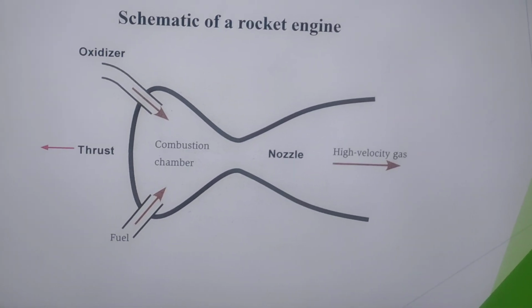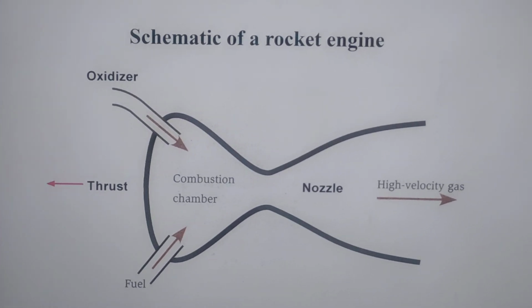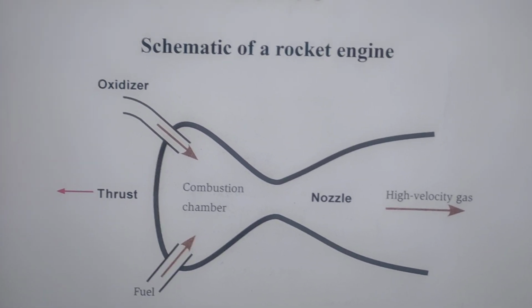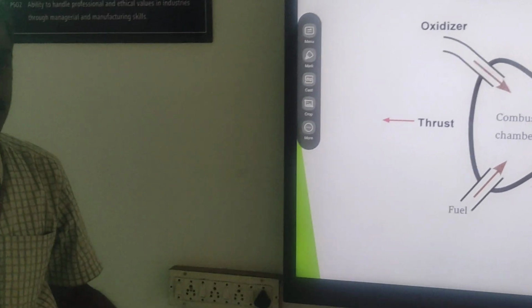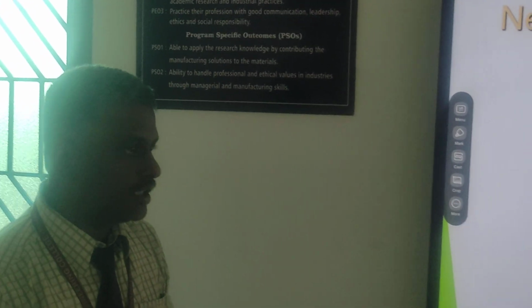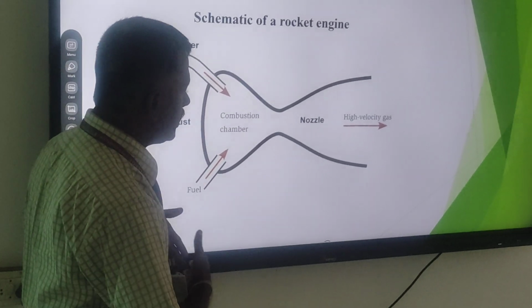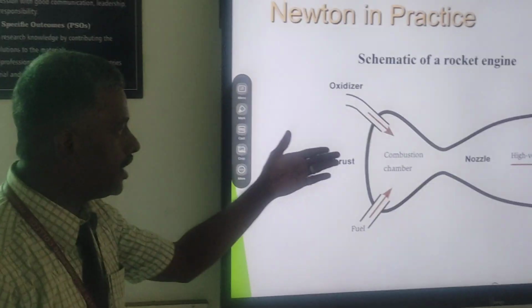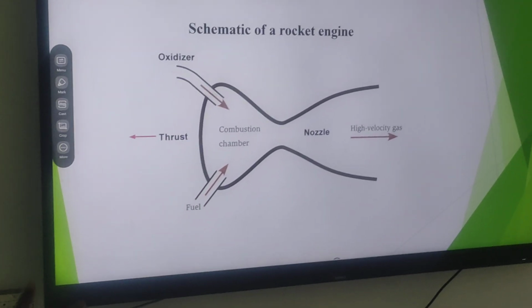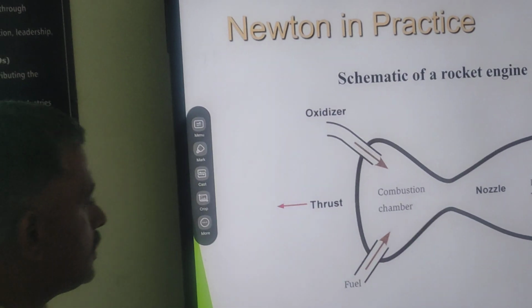This is the schematic diagram of Newton's third law, showing how it works. The fuel and oxygen enter the combustion chamber. In the combustion chamber, the fuel is burned. After the fuel is burned, the gas passes through the nozzle. A high velocity gas is produced by the nozzle. The nozzle applies Newton's third law. The high velocity gas is expelled, which forces the opposite reaction, and the thrust force is produced.